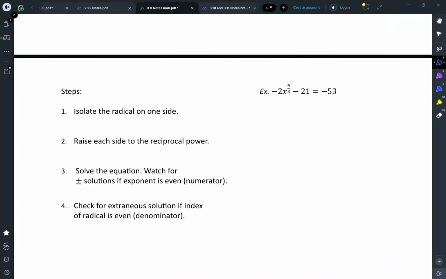All right, last page. So now we're looking at rational exponents. I want to isolate the part that has x to the 4/3 power. This is my thing that I want to get by itself. So first I would add 21. And then negative 2x to the 4/3 power equals negative 32. Divide both sides by negative 2. So I have x to the 4/3 equals 16. So I've done the isolate step.